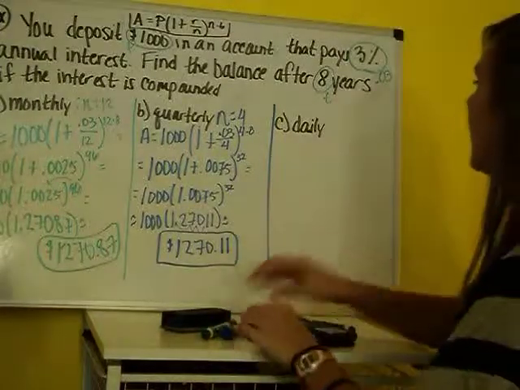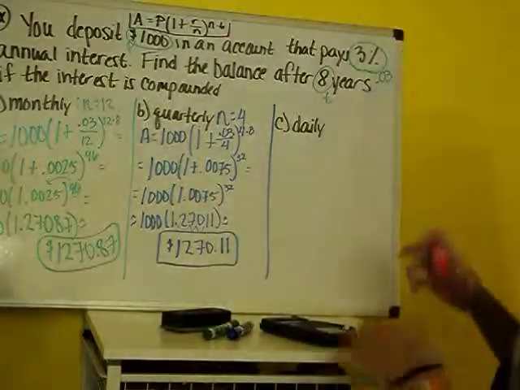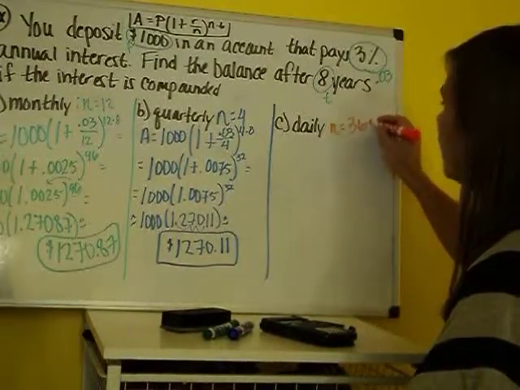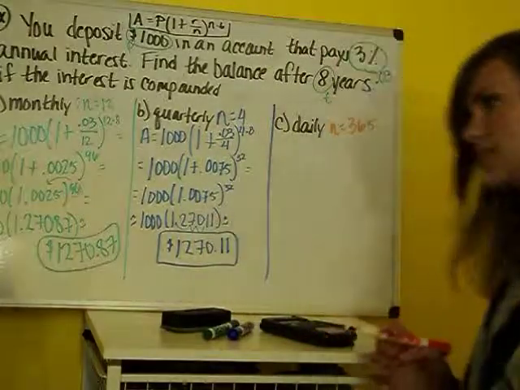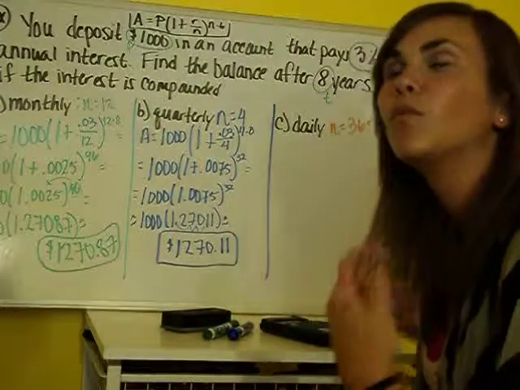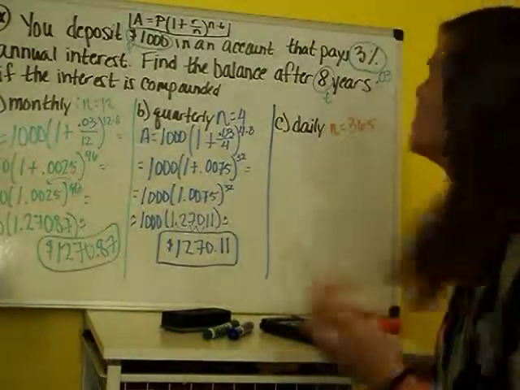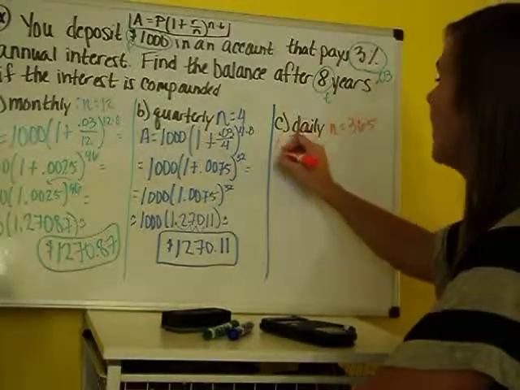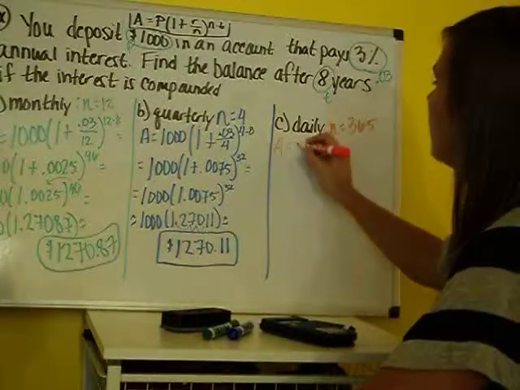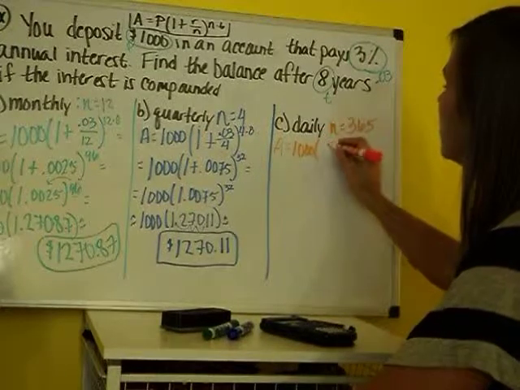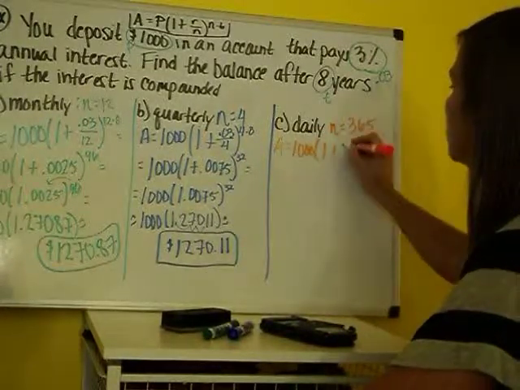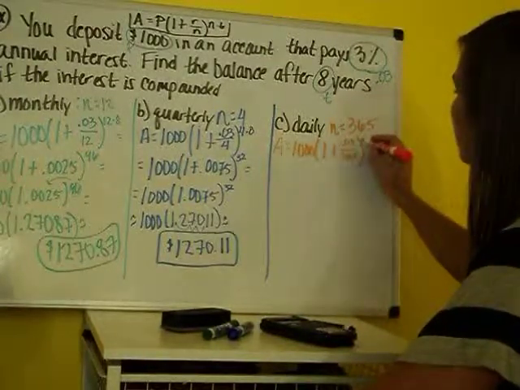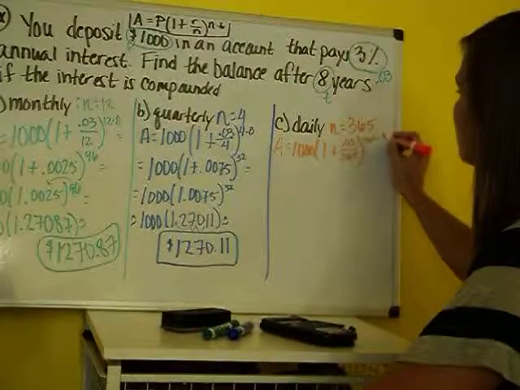Alright. And last but not least, daily. If we're compounding daily, that means that we have our n is 365. We're going to use 365 just because it's more general. Even though this year is a leap year, we will use 365, just because more often than not, it's 365. Okay, so we're going to have A equals our P, which is 1,000, times 1 plus our rate, 0.03, divided by our N, 365, to the 365 times 8 power.